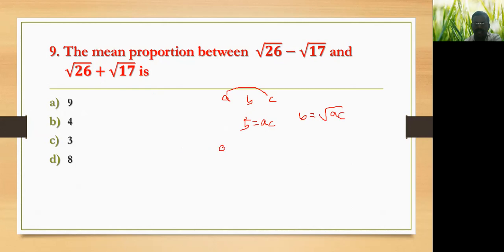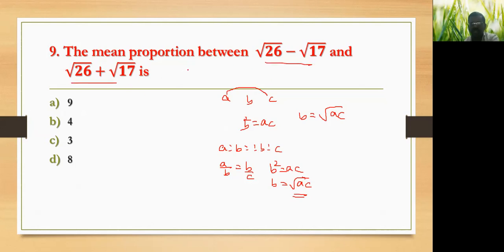Or another way we can write: a is to b as b is to c. That means a by b equal to b by c. So b square equal to ac and b equal to root of ac. So this is the mean proportion, correct? That means very simple, product of these terms and put the square root. Instead of writing everything and doing it, it is a waste of time, so straight away you can go.